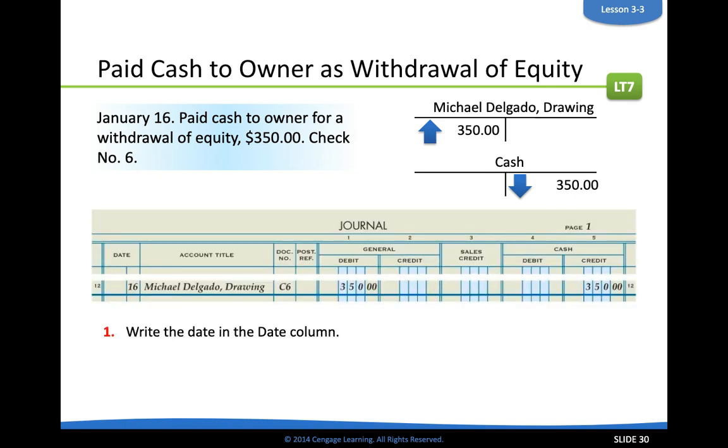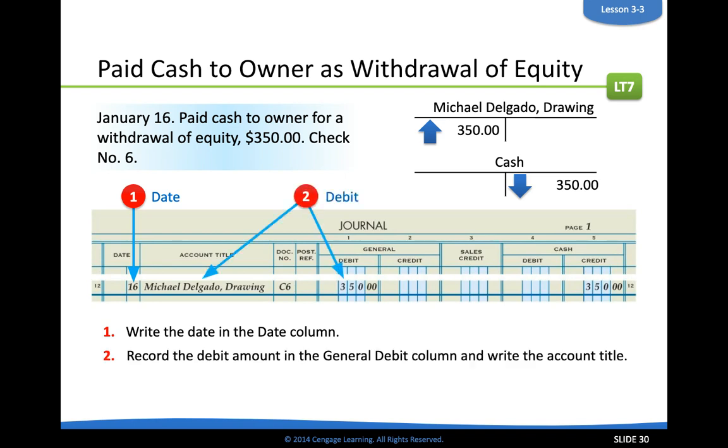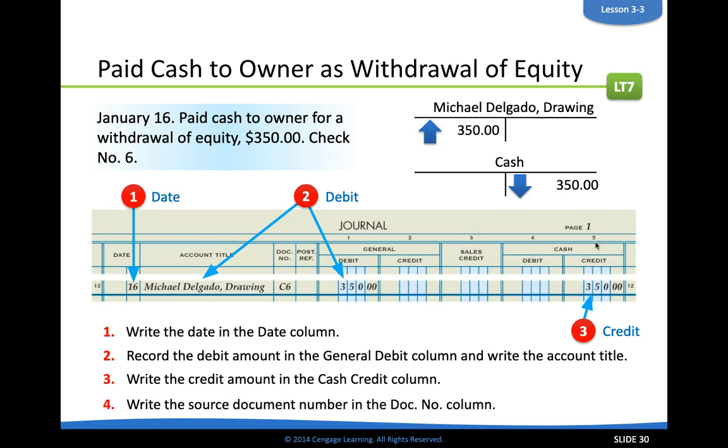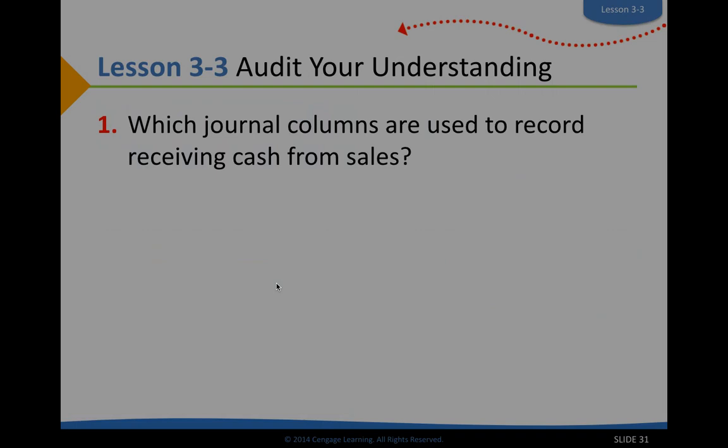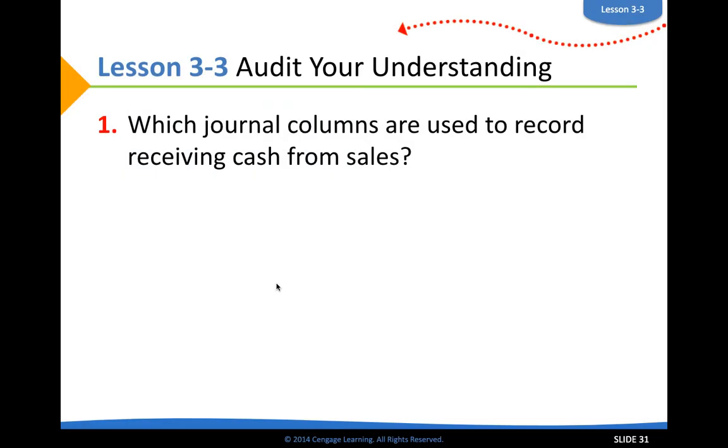So to record this, write the date, January 16th. Record our debits for $350 underneath the Michael Delgado drawing account. Record our credit of $350 over in the special account column. And finally, this came from check number 6. So Michael Delgado essentially wrote himself a check for $350. It was check number 6. And we'll record that source document over here under the document number. And that is it.